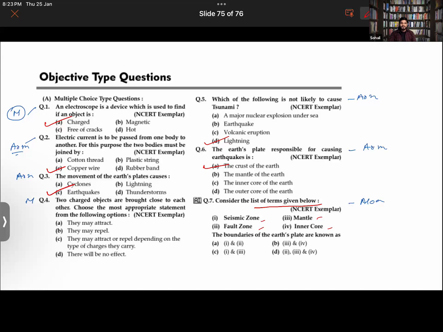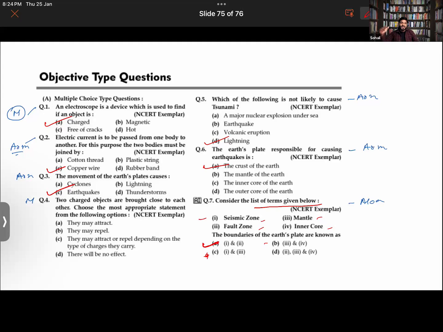Then seismic zone. No, look at A, B, C, and D. Out of these 4, you have to answer. Okay, sir. Then C. Yes, sir. Very good. The boundaries of the Earth's plate are known as. So your answers, 1 and 3. Seismic zone is there, but the thing is mantle is not there. So 1 and 2, option A is correct. Option number A is correct actually, Moaz.